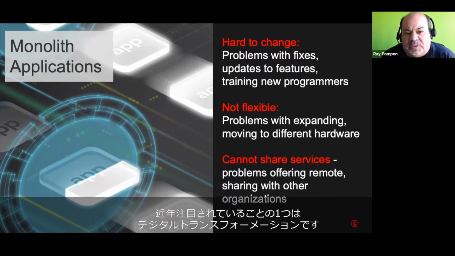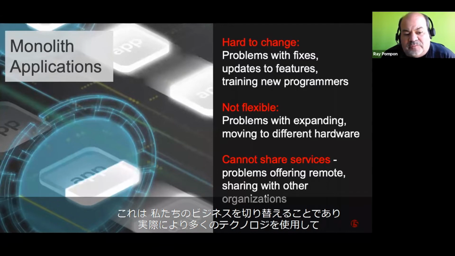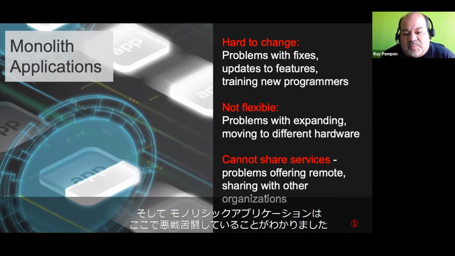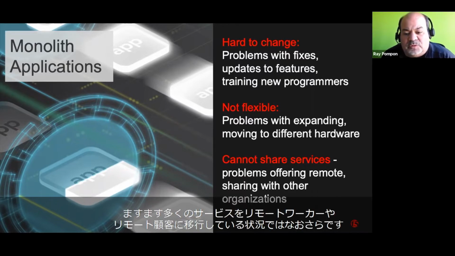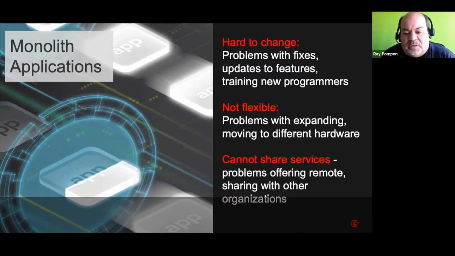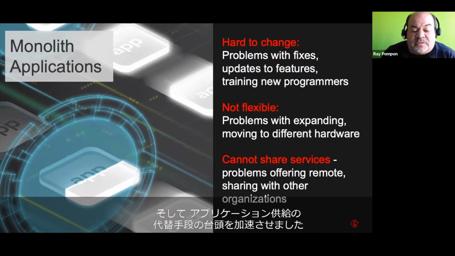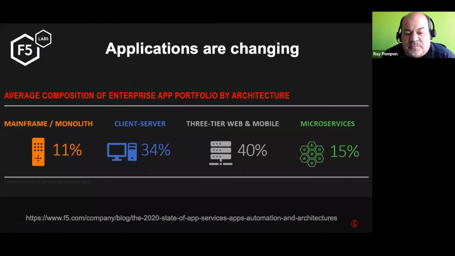One of the things that's come to light in recent years is the digital transformation, which is the changing over of our businesses to actually use more technology and actually transform business process into technical process. And we find that monolithic applications have a hard time with this, especially now in the pandemic, where we're pushing more and more services to remote workers and remote customers. So this has put a lot of pressure on the way we've done things traditionally, and it's accelerated the rise of alternative methods of delivering applications.